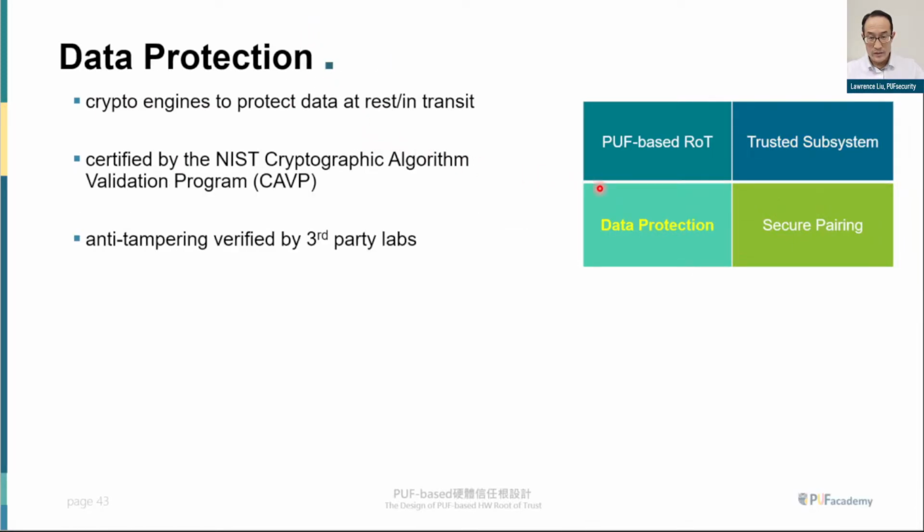The third principle is data protection. PUFcc offers a full suite of cryptographic services and hardware accelerators to protect data at rest and while in transit. PUFcc's algorithms have been certified by the NIST Cryptographic Algorithm Validation Program, or CAVP. The security function of confidentiality is provided by both symmetric and asymmetric ciphers. Integrity checking is performed through checking hash digests or message authentication codes, known as MAC.